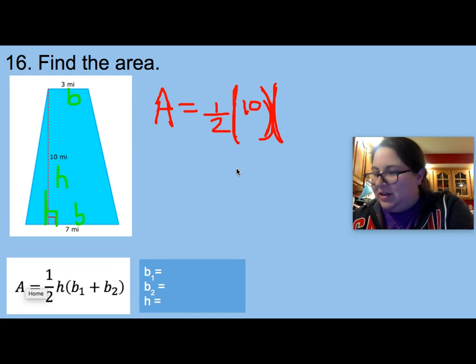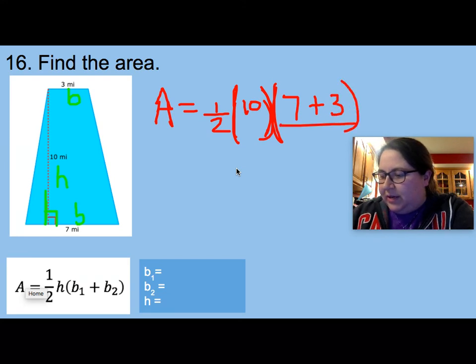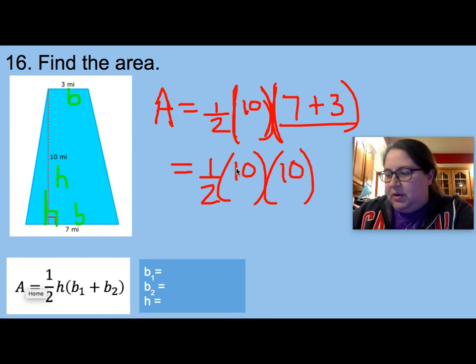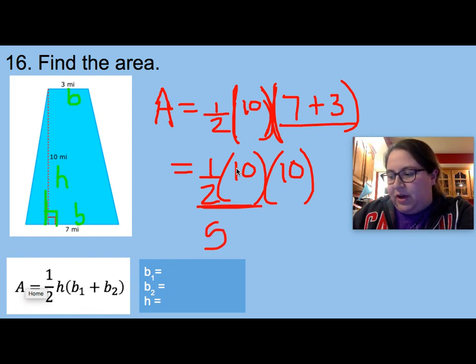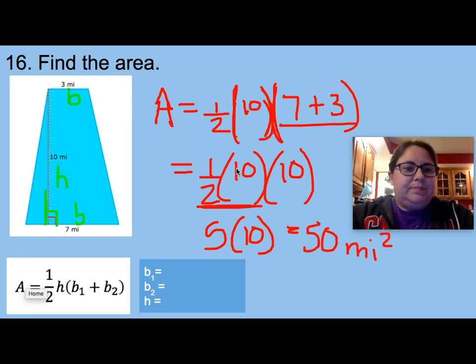So I've got a half times 10 times 7 plus 3. I can go ahead and add the 7 and the 3 together, so I've got a half times 10 times 10. I could do 10 times 10 and get 100 and then take a half of it, which would give me 50. Or I could take a half of 10, which is 5, times 10, which is also 50. So either way works just fine.